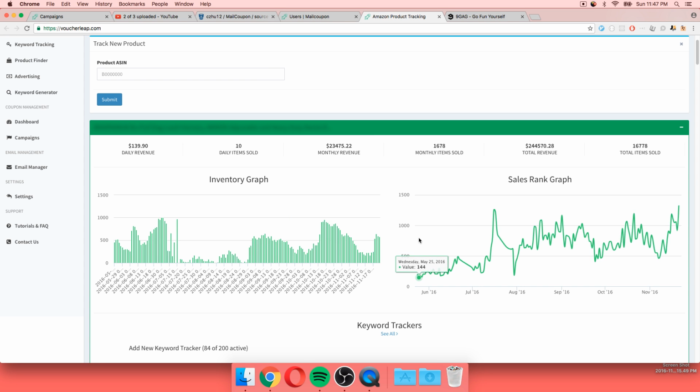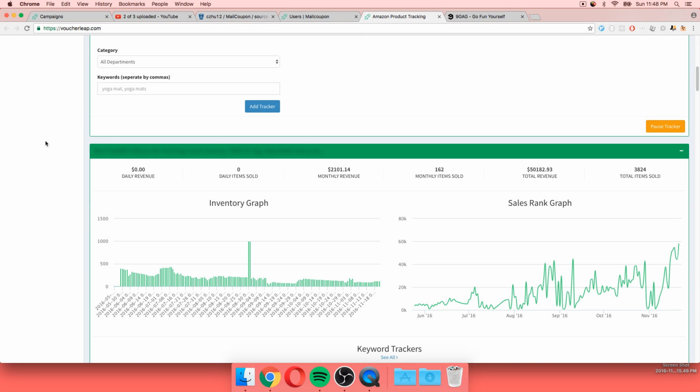The other thing it tracks, as you can see, is their sales rank. You can see they started the year actually doing really well. Their sales rank was 144, and you can see it's slowly gone up over time, and now, since June, it's gone up to the thousands, right? So this is something that you'll want to keep track of.